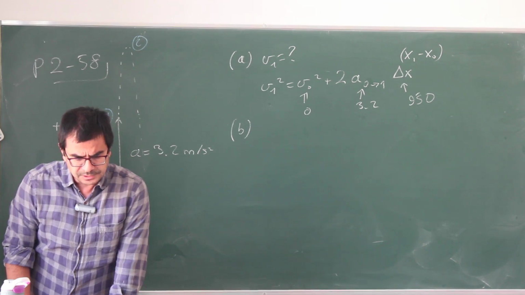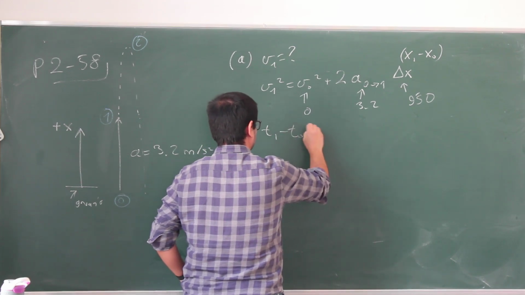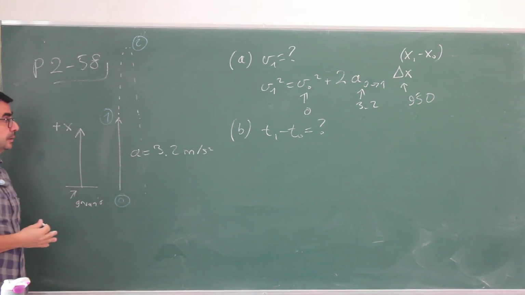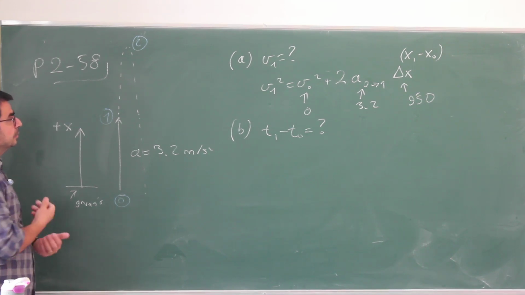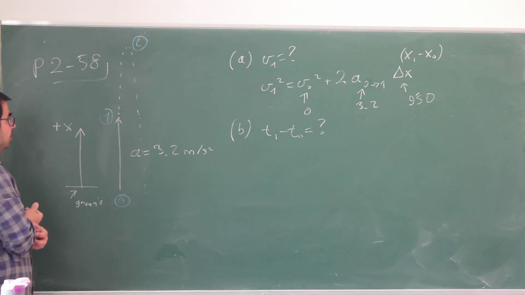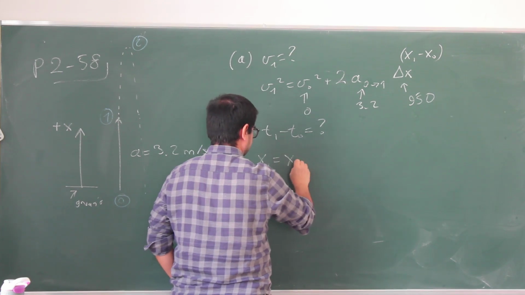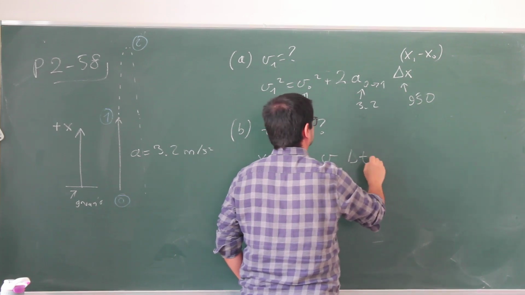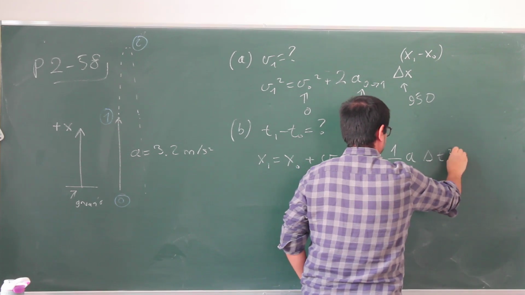For part B, how long does it take to reach this point? Now they're asking for t1 minus t0. So you see, when you do the initial labeling correctly and write down things, what we're looking for is very, very easy. Now, how would you do this one? Well, you're moving with acceleration, they're asking for time, you know how much distance you covered, so perhaps this one: x1 is x0 plus v0 delta t plus 1/2 a delta t squared.